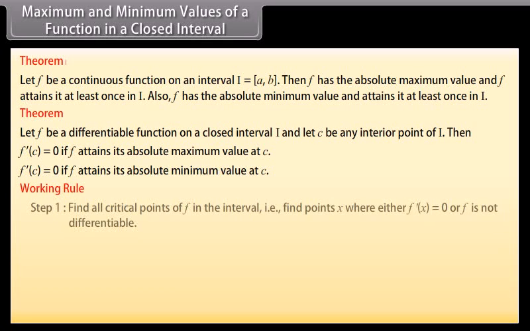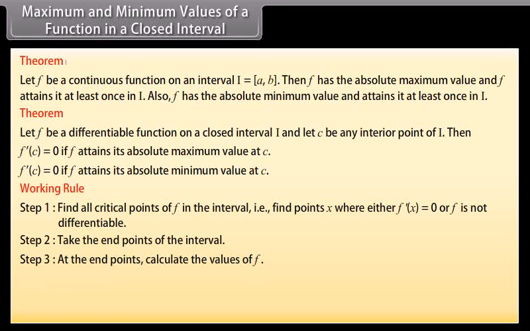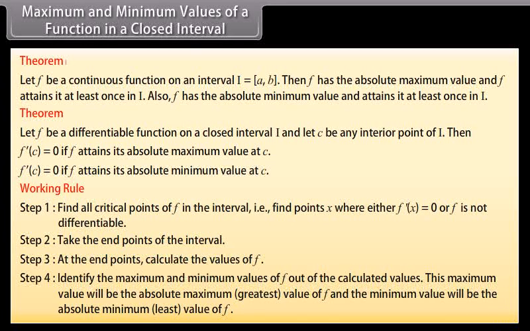Working rule. Step 1. Find all critical points of f in the interval, that is, find points x where f'(x) = 0 or f is not differentiable. Step 2. Take the endpoints of the interval. Step 3. At these points and the endpoints, calculate the values of f. Step 4. Identify the maximum and minimum values of f out of the calculated values. This maximum value will be the absolute maximum (greatest) value of f and the minimum value will be the absolute minimum (least) value of f.